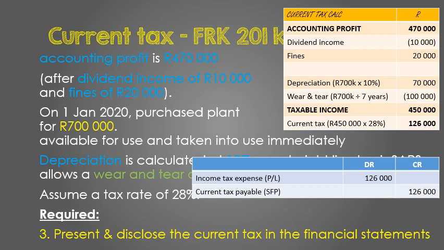Next, we are asked to present and disclose the current tax in the financial statements. So we are going to present it on the face of the splokkie, and then we are going to disclose it in a note. Now, please, again, note that this is just a calculation. This calculation should not be shown on the face of the splokkie or in the note. It's just a calculation.